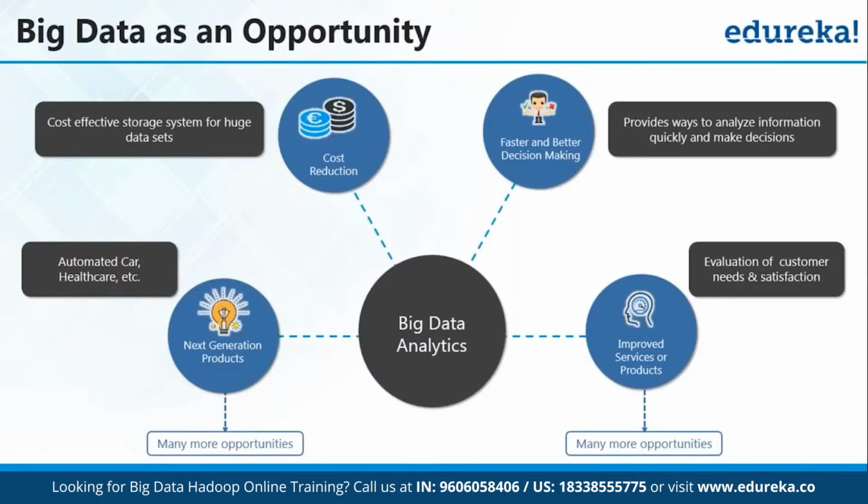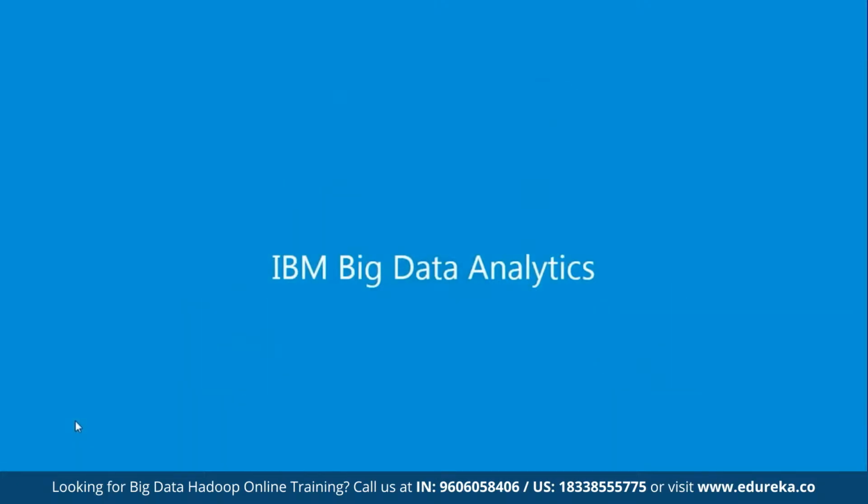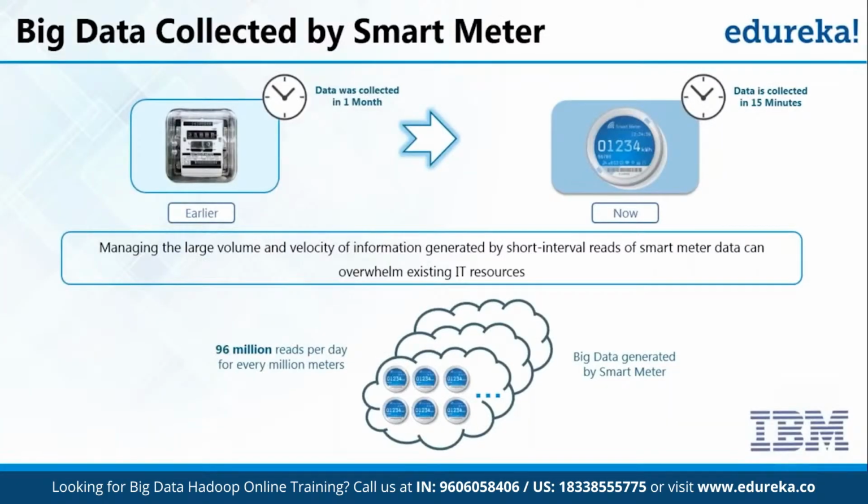Okay, so now let's move ahead and take a look at a case study by IBM, how they have used big data analytics to profit their company. Earlier, the data collected from the meters in your home that measure the electricity consumed was sent after 1 month. But nowadays IBM came up with the smart meter, which collects data after every 15 minutes. Whatever energy you have consumed, it will send that data every 15 minutes. And because of it, big data was generated.